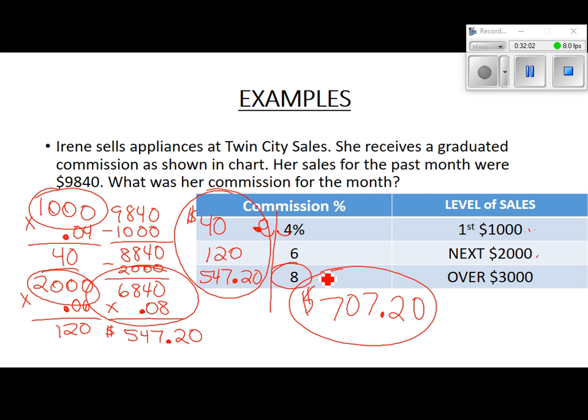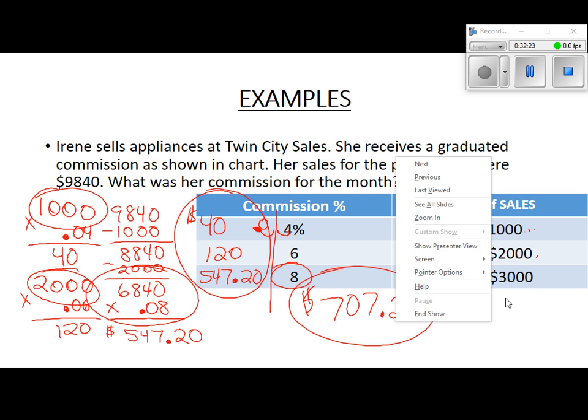But this is, again, this graduated commission, a lot of places like furniture stores and stuff like that, they do stuff like this so that you don't have everybody just sitting there doing this. You actually want to sell something. You want to make that extra money.